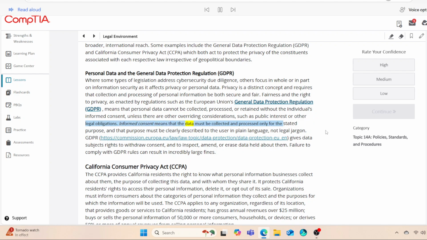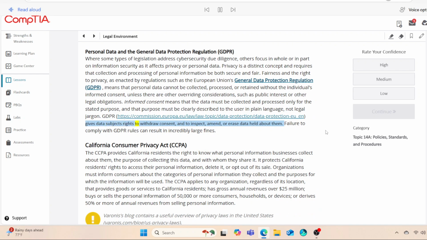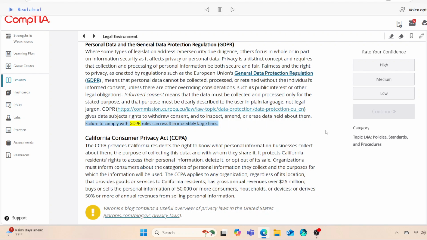Informed consent means that the data must be collected and processed only for the stated purpose, and that purpose must be clearly described to the user in plain language, not legal jargon. GDPR gives data subjects rights to withdraw consent and to inspect, amend, or erase data held about them. Failure to comply with GDPR rules can result in incredibly large fines.